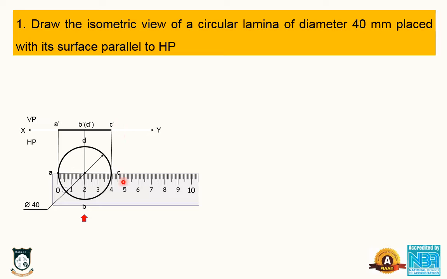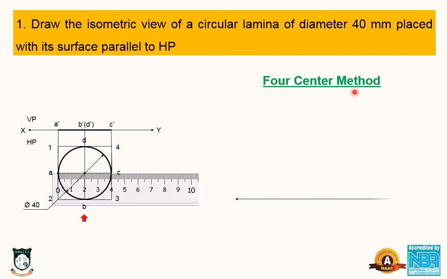So now we have completed the simple view of the circle. In order to draw the isometric view of the circle, just enclose the circle in a square box. This is called the box method. There are two methods available to convert this circle into an isometric view. The first method is the method of points, which is quite complex and time consuming. The second method is widely known as the four center method. This method is comparatively easy and less time consuming. So in this lecture I am using the four center method.